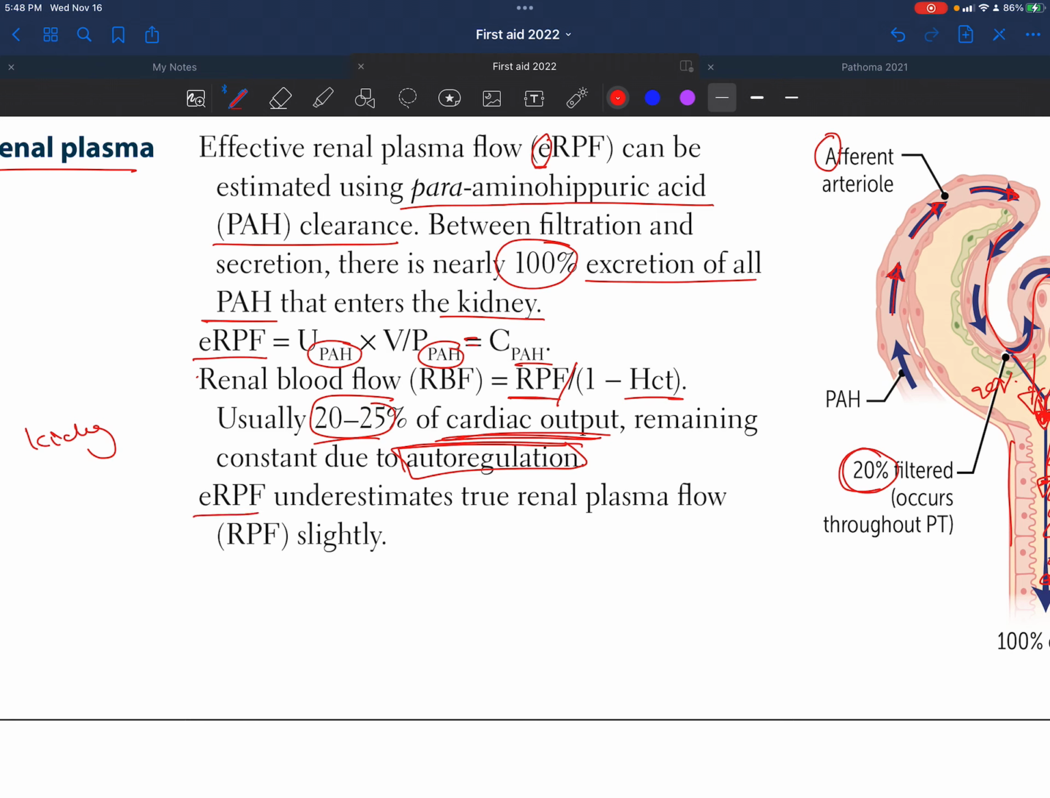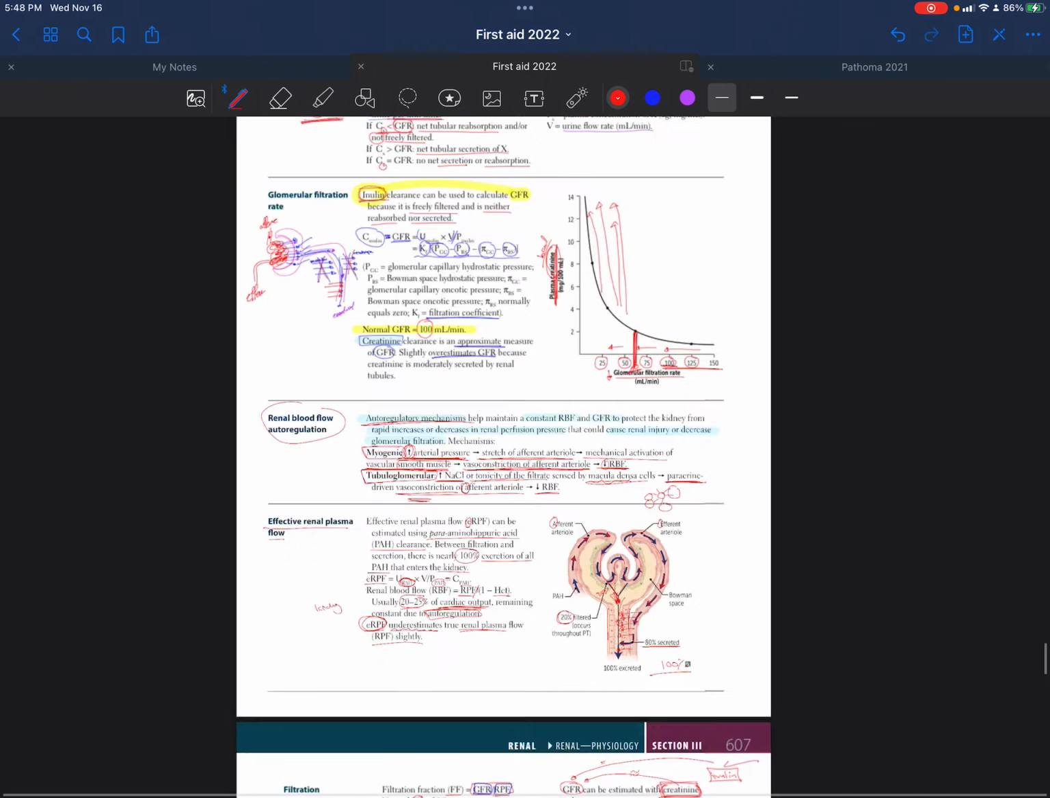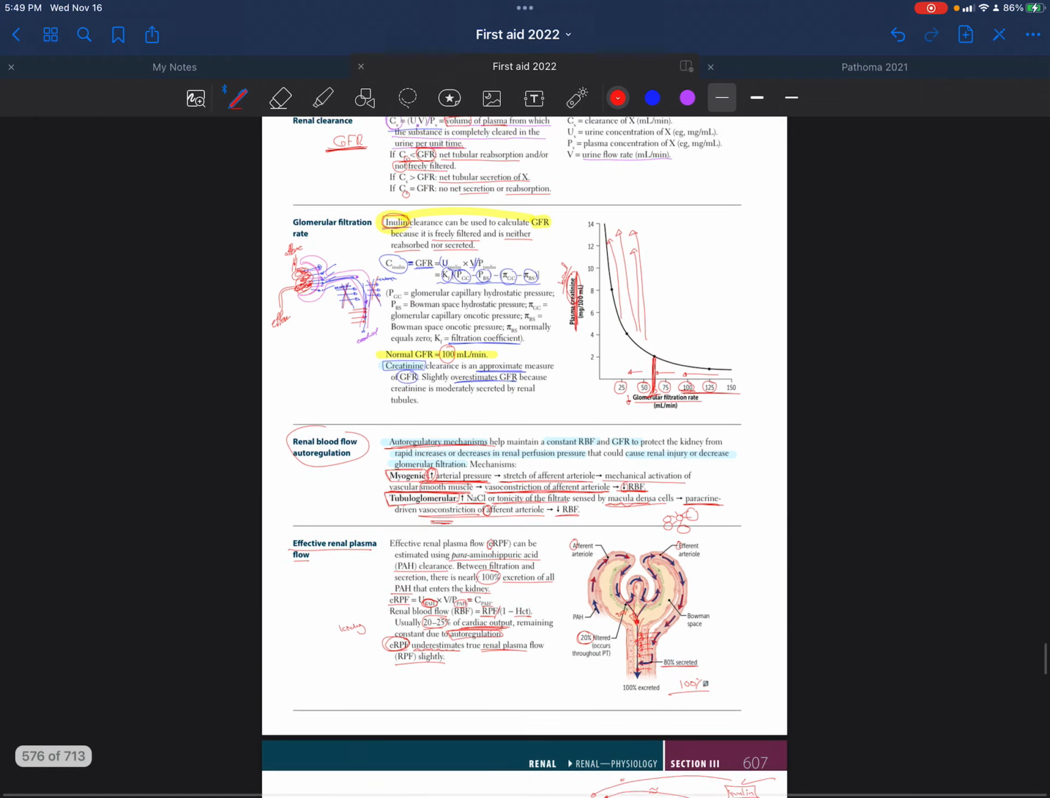So the effective renal plasma flow underestimates true renal plasma flow slightly. So this effective renal plasma flow that we measure through the para-aminohippuric acid just a little bit underestimates the renal plasma flow, which means the actual renal plasma flow in a normal individual is a little bit more than the number that we can get by measuring the effective renal plasma flow using the para-aminohippuric acid. And then we have the filtration. That's it.